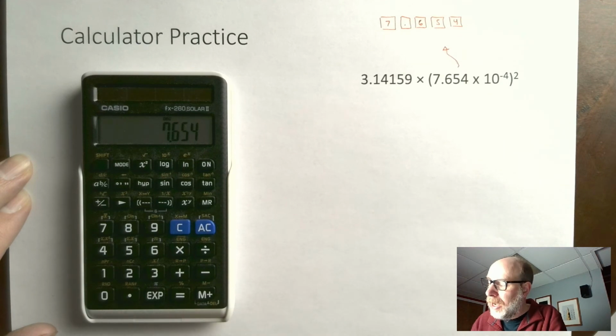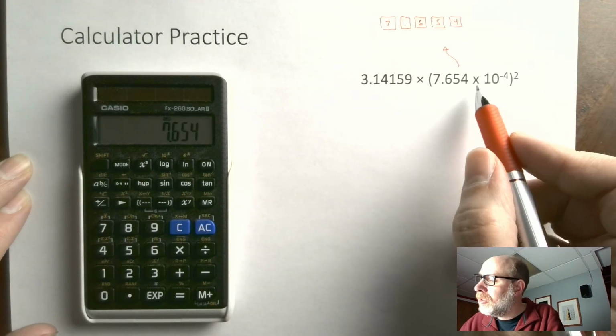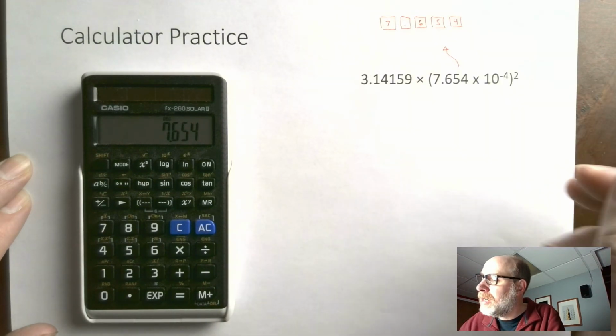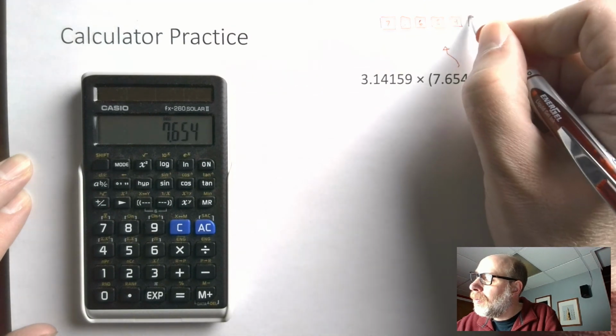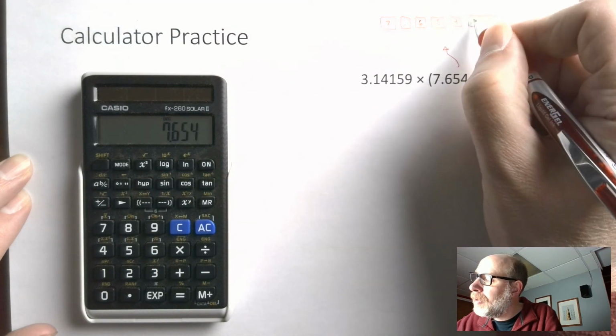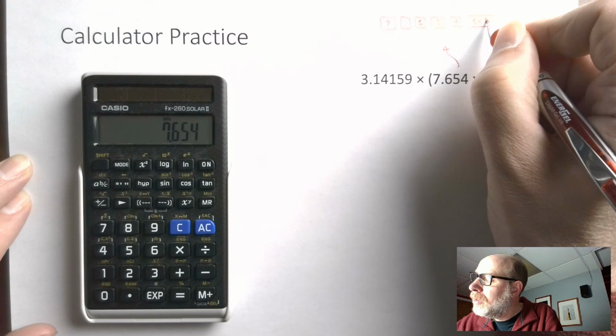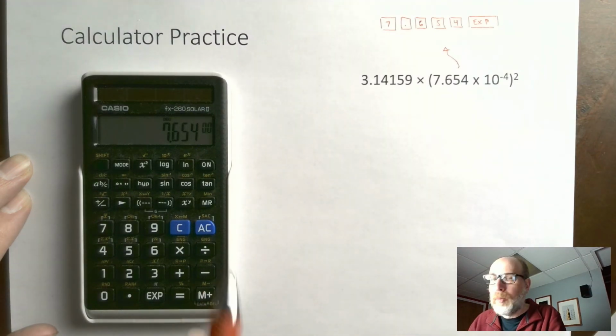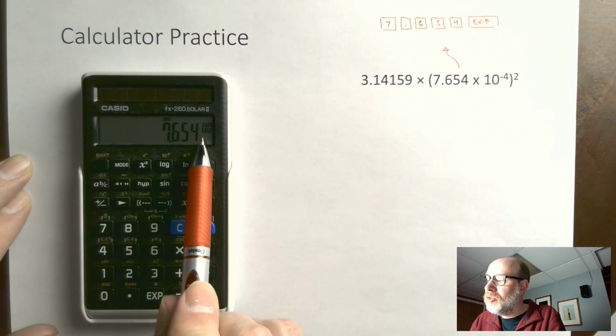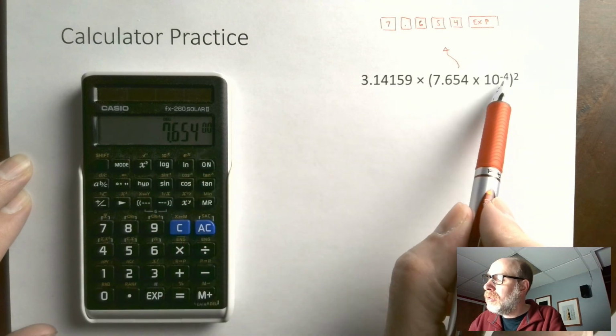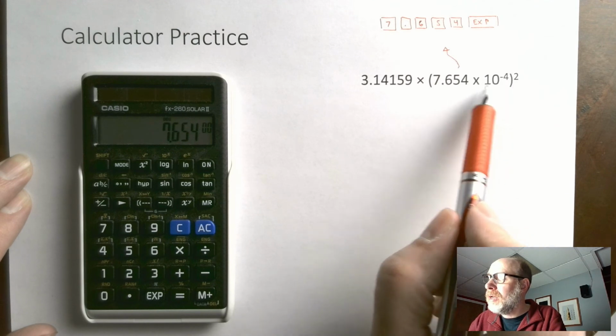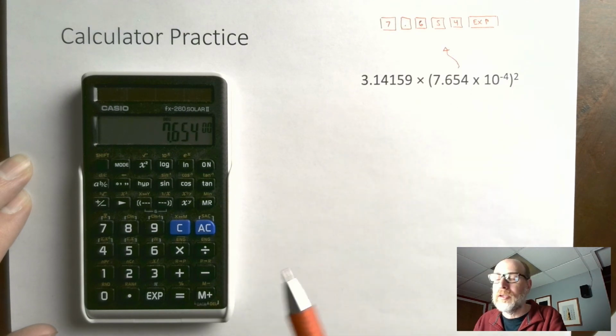And for us, the button or the function that we're going to need is going to be called exp. And exp is going to take the place of times 10 to the some power. So our next key press is going to be exp. And when you do that, notice you get these two zeros that show up here. That's the exponent of the 10 part of the scientific notation.